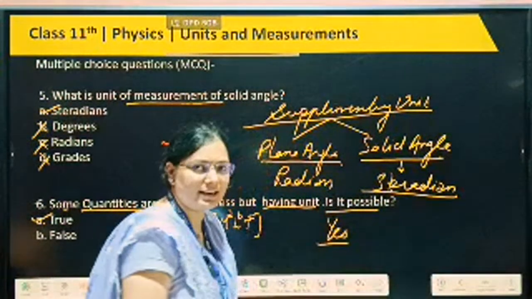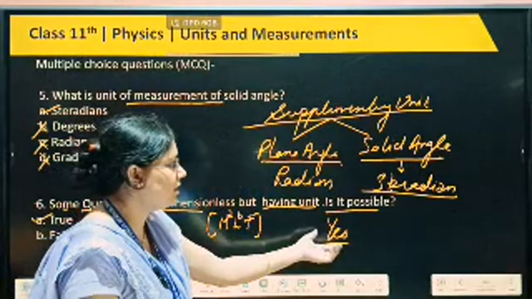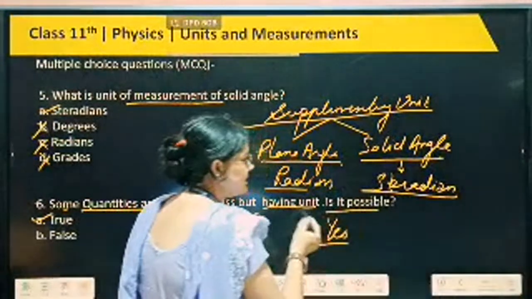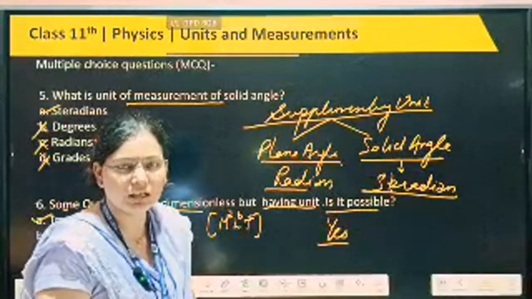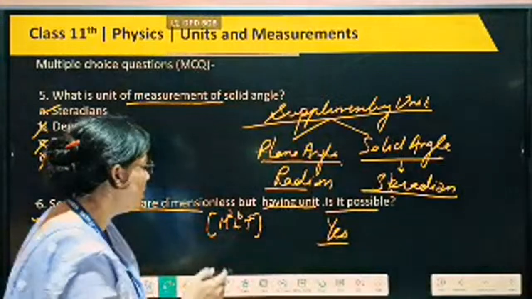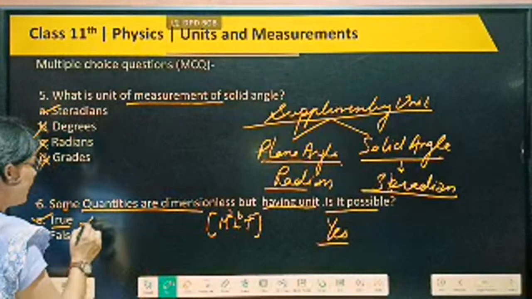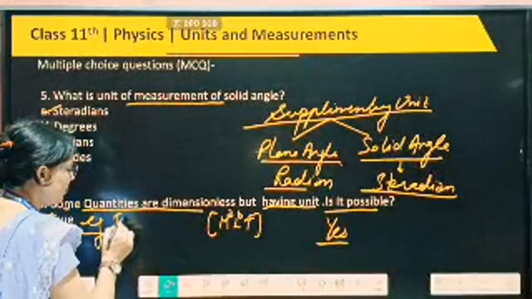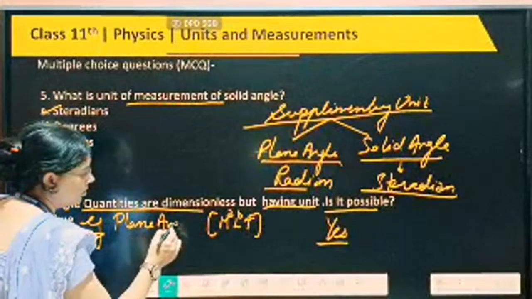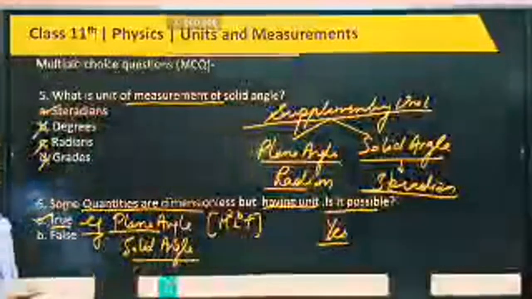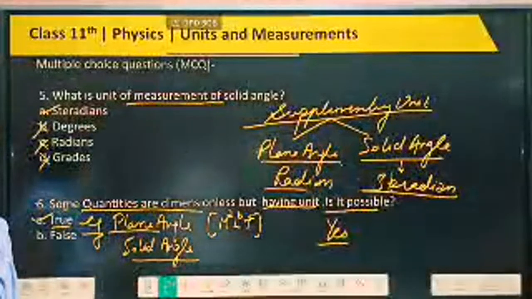Can you tell me any example? For example, plane angle and solid angle. Radian and steradian are the units of plane and solid angle only, but we can't write these units in the form of dimensions. So it is true. The quantities that are dimensionless but have a unit are plane angle and solid angle.